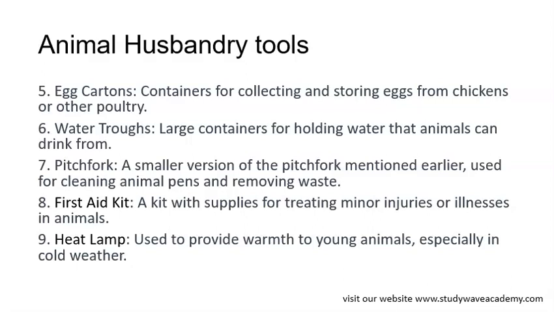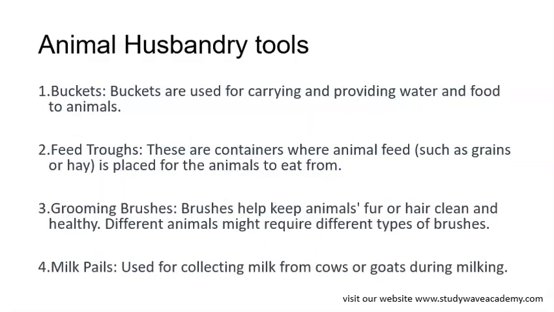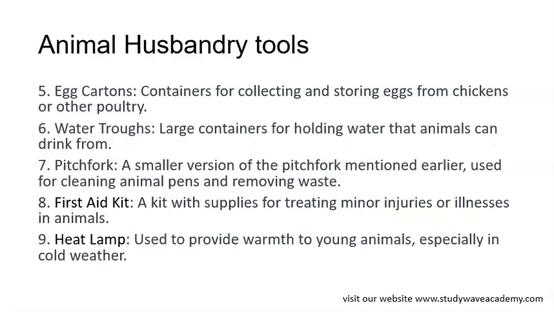Okay. We also have the heat lamp, used for providing warmth for young animals, especially in cold weather. When the weather is cold, there should be a heat lamp in their pens or cages to keep them warm. Okay, so all these are tools we use for taking care of animals. We mentioned the buckets, the feed troughs, grooming brushes, milk pails, egg cartons, water troughs, pitchfork, first aid kits, and heat lamps for animals. Did we understand all these?